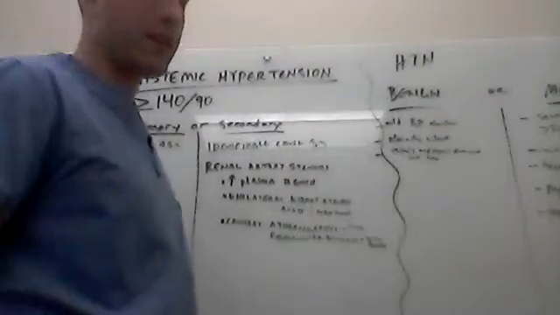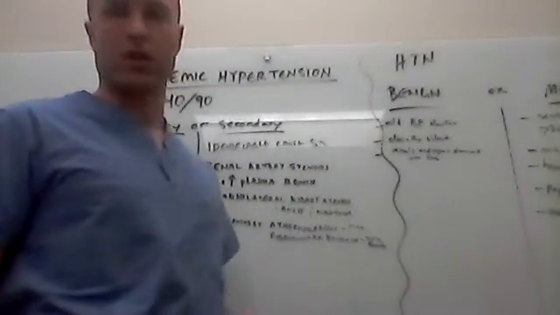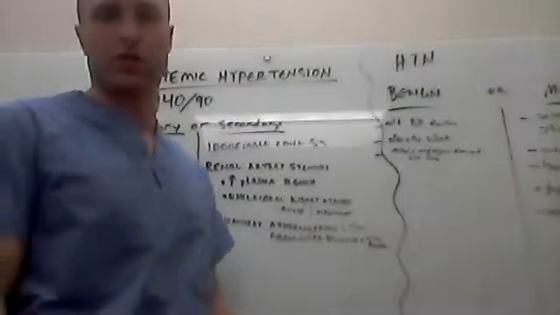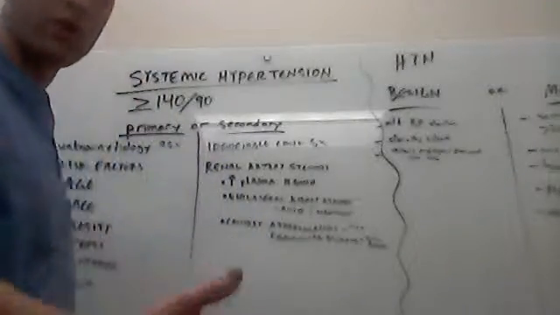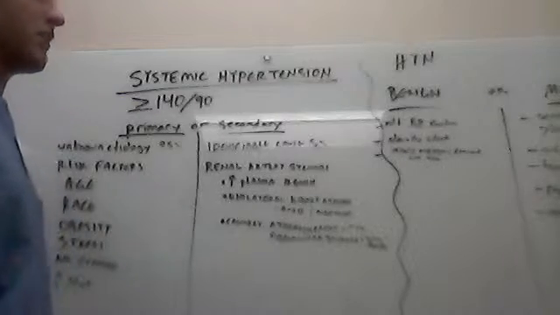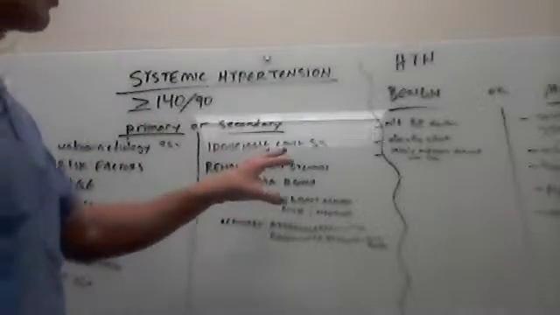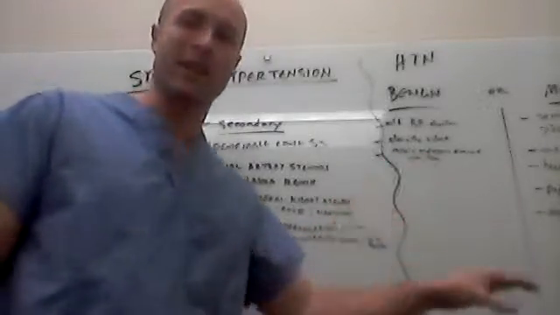Having a little discussion here about hypertension. Hypertension is defined as a blood pressure that's greater than or equal to 140/90. You can divide it into two different ways. You can divide it between primary or secondary, or you can divide it between benign and malignant.